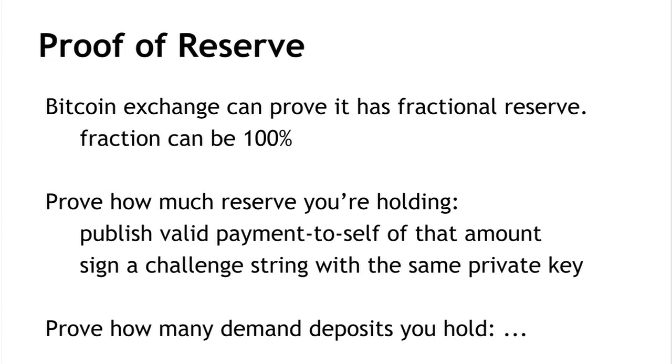And the second piece is to prove how many demand deposits the group holds. And if you can prove those two things, then somebody can simply divide those two numbers, and that's what your fractional reserve is. One more thing to note before we go on and talk about how you prove how many demand deposits you hold, that's the tricky part, is that in proving how much reserve you're holding, you could underclaim. That is, the organization might have 150,000 bitcoins, but choose to make a payment to self of only 100,000. And so this proof of reserve doesn't prove that this is all you have, but it proves that you have at least that much.